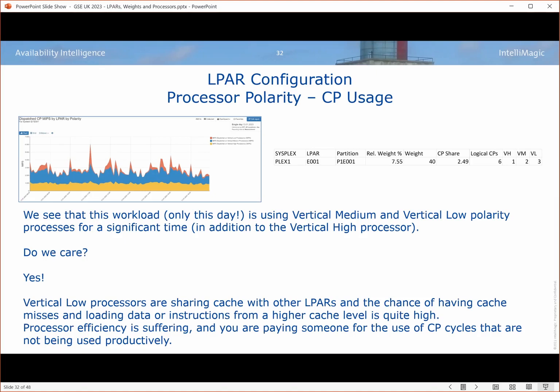So the vertical low processes, they're sharing cache with other LPARs, which means that when we dispatch something there and maybe have to redispatch it, we may have to do a lot of cache loading to get that data and the instructions back in there to do the work. It can be very costly in CP cycles. What that means is that the MSU cost for that workload, if it runs on inefficient processes, is going to be higher. So for exactly the same workload, you're paying more money. That's why we want to increase the efficiency.